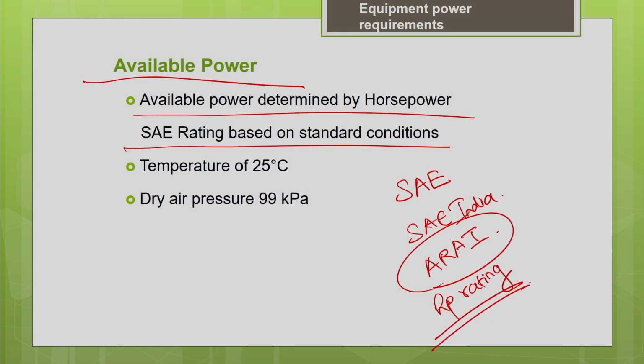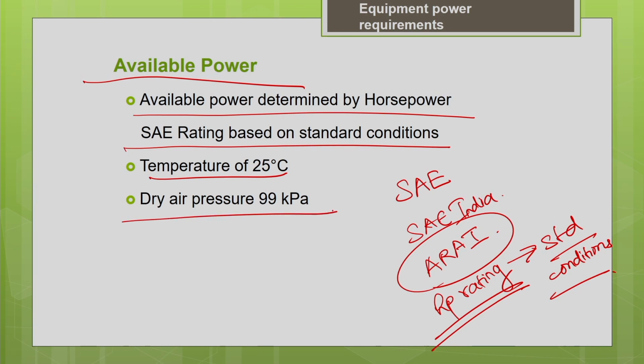When they do this horsepower rating, they do it at standard conditions. That is to be noted. The standard conditions are also defined by them. For example, it is done at a temperature of 25 degrees Celsius and at a particular atmospheric pressure, say 99 kilopascal. So the horsepower rating of the machine prescribed by the manufacturer, you can realize only at these particular standard conditions.